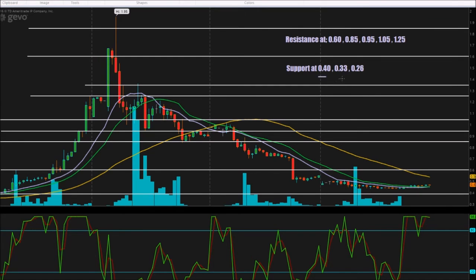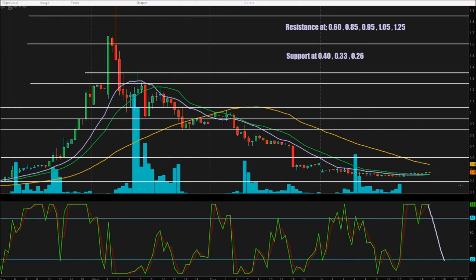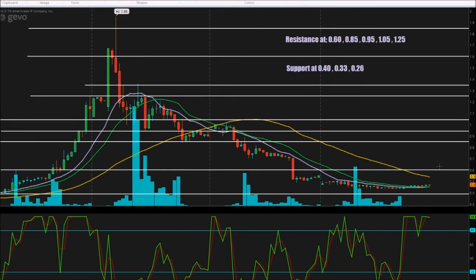Now, if 40 cents breaks, we could fall back all the way down to about 33 cents. And if that happens, our chart's definitely going to go oversold. Our moving averages will get all screwed up. And yeah, this is going to be looking really, really bad.